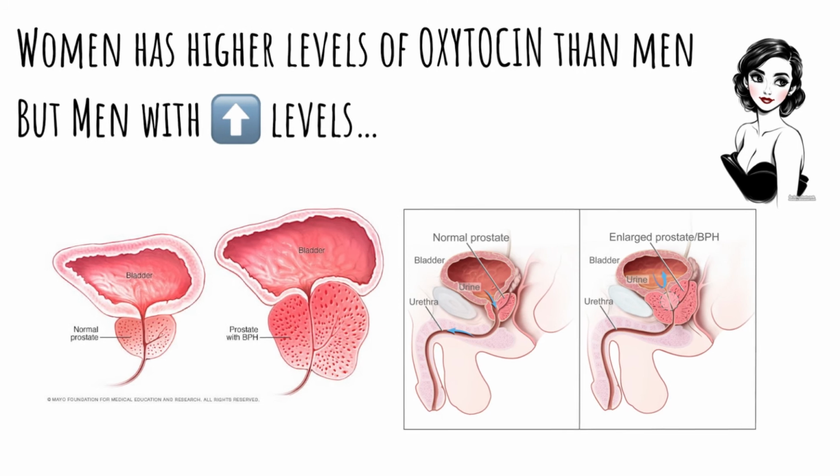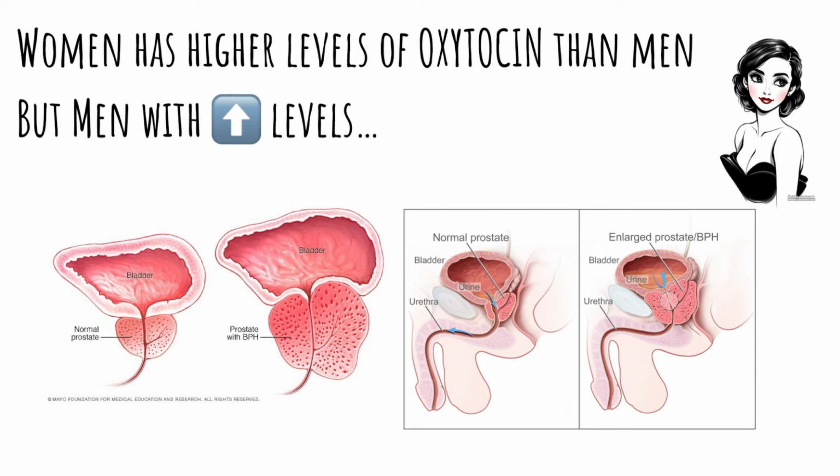Another fact is that women have higher levels of oxytocin than men, but men with high levels of oxytocin sometimes develop benign prostatic hyperplasia, or what is the same, enlargement of the prostate gland, that, as we can see in the photo, is the gland located just below the bladder and surrounds the upper part of the duct that drains urine from the bladder, and the main function of the prostate is to produce the fluid that nourishes and transports sperm.